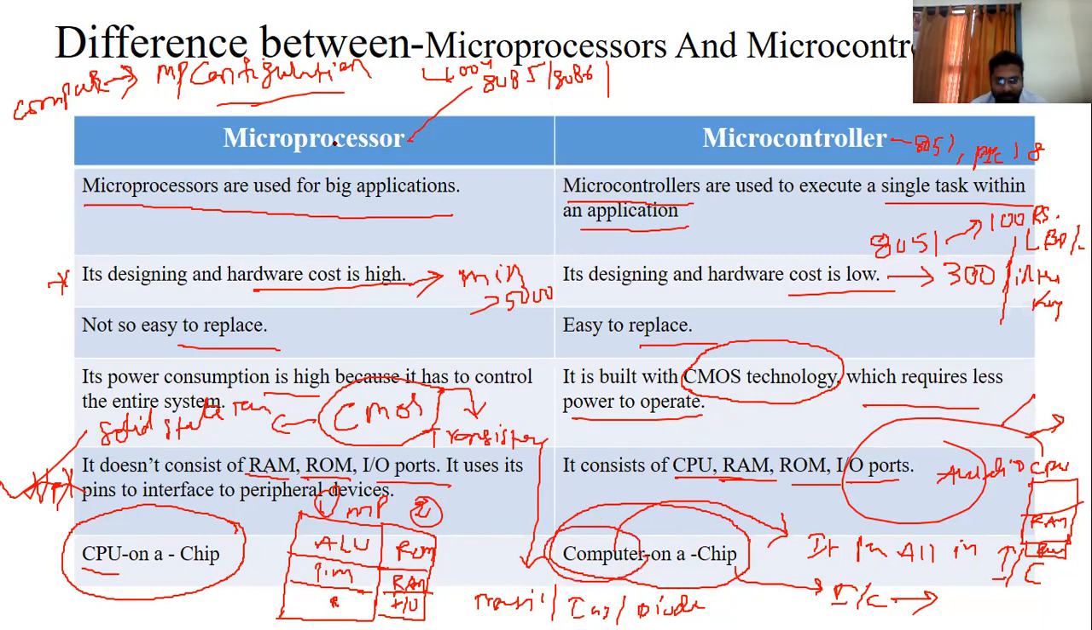You may have a doubt: will the microprocessor perform all the operations or not? Yes, a microprocessor also performs all the operations, but additionally you add RAM, ROM, and input output ports to this CPU. But a microcontroller has RAM, ROM, and IO ports inbuilt. That is the major difference. That's why the microprocessor cost is very high compared to microcontrollers.